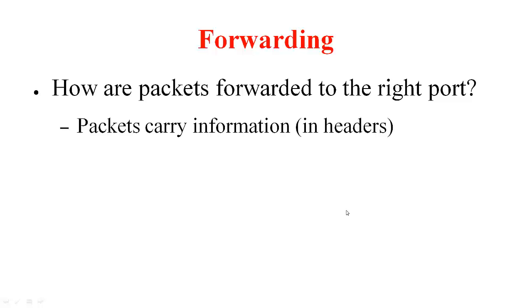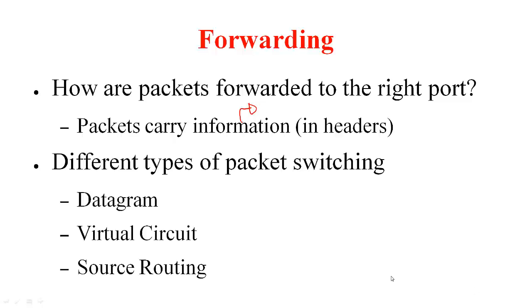Basically, in packet switching, packets have to carry some information in the header. This information specifies how to forward this particular packet. How this is actually done, there are different ways: datagram switching, virtual circuit, source routing. We will see all this as part of another video.